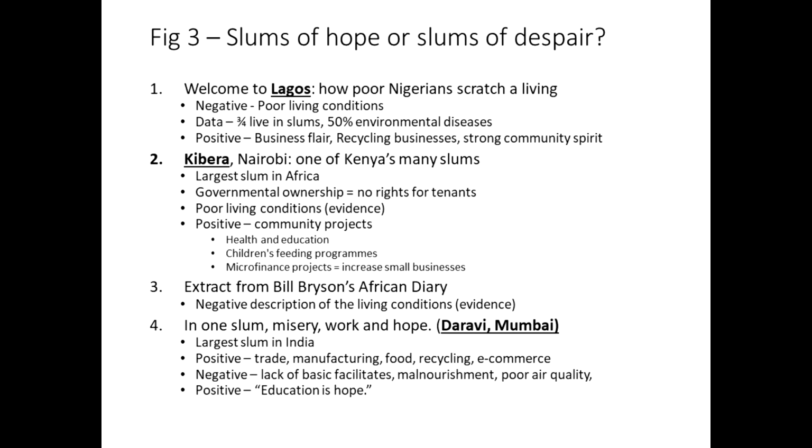And some of the positives are again the trades and businesses that are going on in the area. Manufacturing businesses are doing well. And we've got lots of recycling. And there's been an increase in e-commerce in the area as well. Some of the negative is it lacks basic facilities. There's lots of malnourishment and there's poor air quality. Some of the positive is though education is hope. So the positive would be that if people get more educated, they're more likely to go off and start businesses and get better jobs and therefore be able to move out the slums.